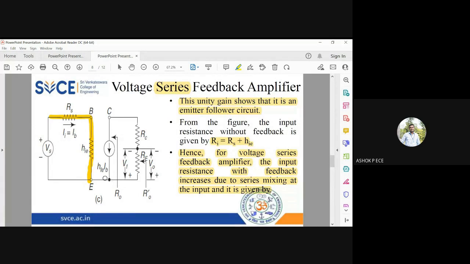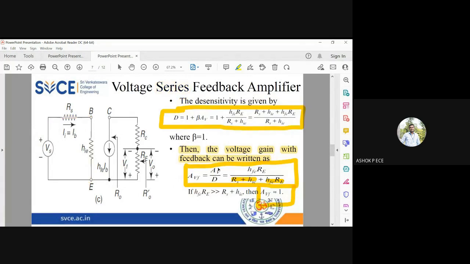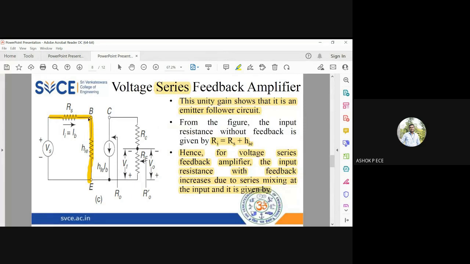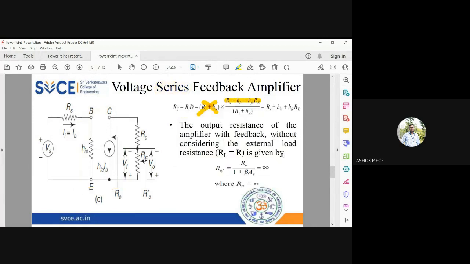Since we are considering the H parameter model for the common emitter amplifier, on the input side you will have this HIE by default, and the current source will also come by default for the common emitter amplifier. Other things we are going to connect externally. If you don't connect RS also, your RI will be equal to HIE. Since you are connecting a voltage source in series with RS, in RS plus HIE, only HIE will come in your expression for RI.